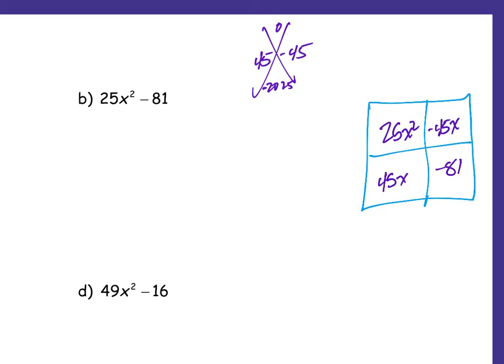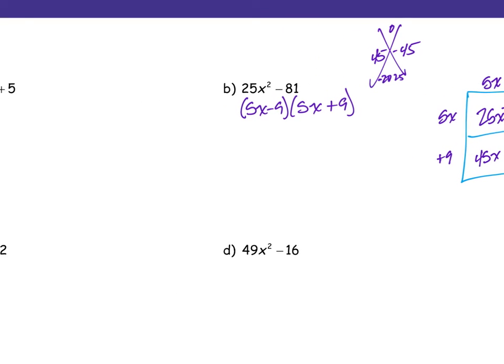So now if I factor, this should be 5x minus 9 and 5x plus 9. Yeah, 5x plus 9. So this factors to 5x minus 9 times 5x plus 9. Done. Beautiful. Okay, you've got 3 to do.